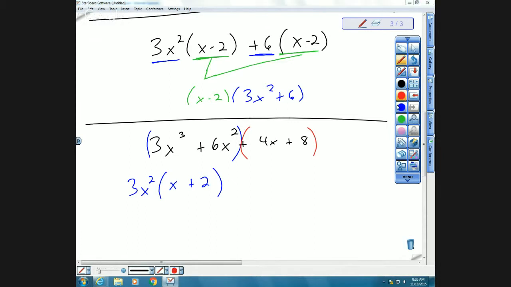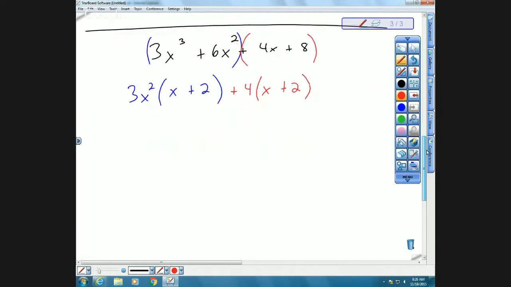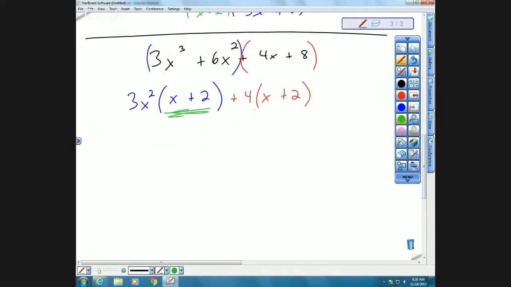And my red one, what's the GCF of my red one? Just my red one. Well, not x, it'll just be 4, right? So if I divide that by 4, I get x. Divide that by 4, I get 2. So if you did that part right, then this will equal this. And now we're back at where we were a second ago. Since this is the same as this, we can put those together. And what's on the outside we can put together.